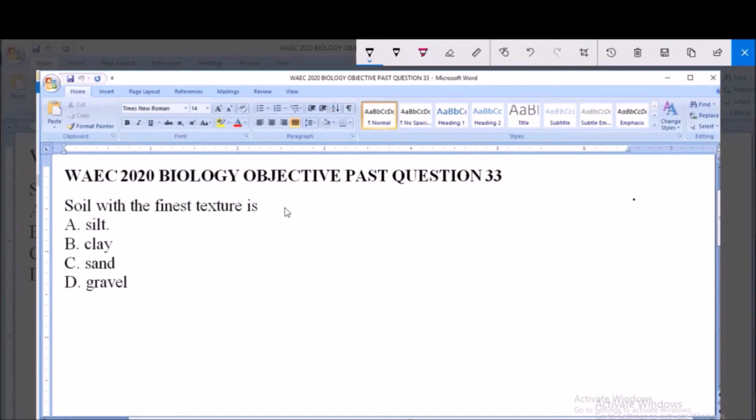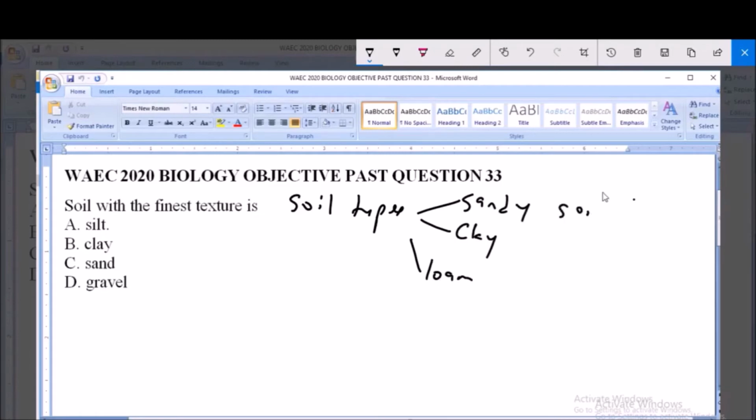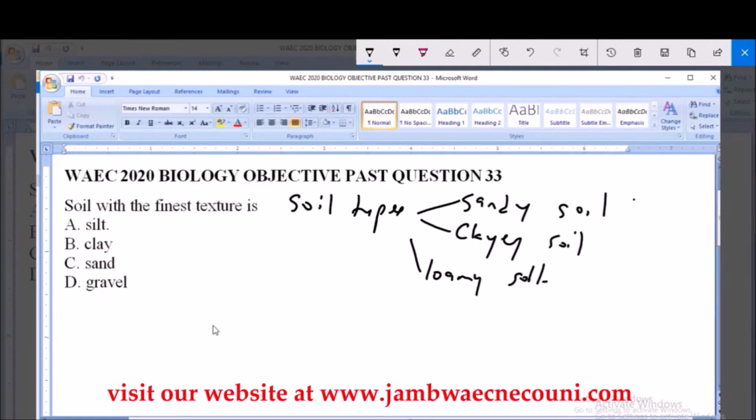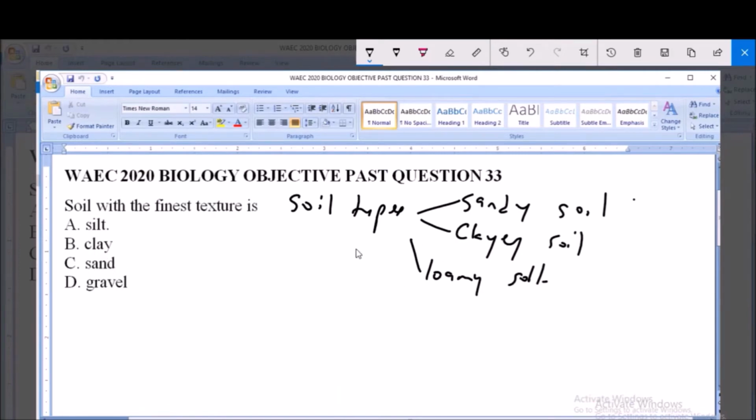So we have various types of soil here. The major soil types are 3 in number. We have sand, clay, and loam. This is also what is called sandy soil. This is also clay soil and loamy soil. So these are the 3 major soil types. But here we are given a list containing just 2 of the 3 major soil types, and we are asked for the one with the finest texture. So let's look at how we can get the finest texture.